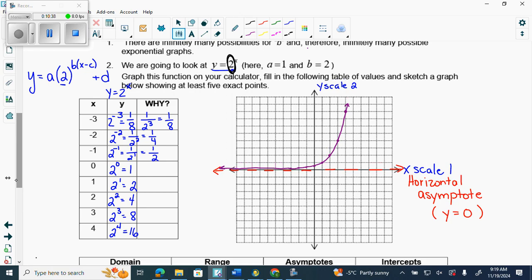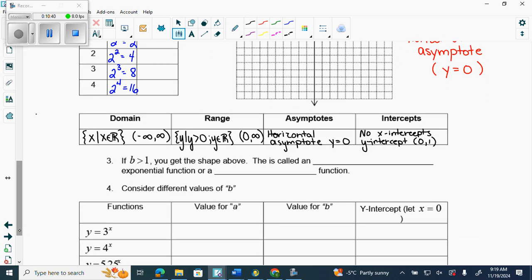All right. So here it says, if b is greater than 1, you get the shape above. It's called an increasing exponential function, or an exponential growth.